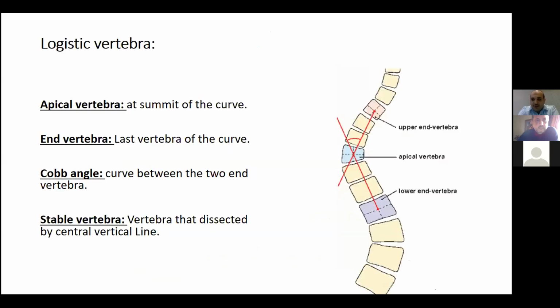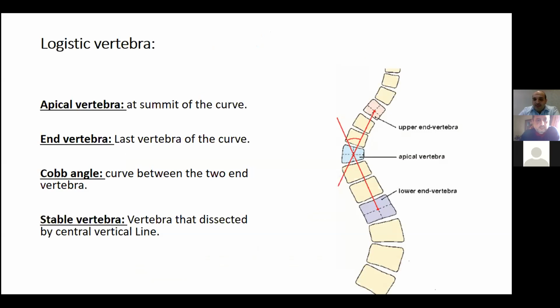Some terminology, just to make life of Dr. Firas much easier, just to mention the apical vertebra. The apical vertebra is at the apex of the curve. This is the apical vertebra. Usually this is the most rotated vertebra and the least tilted vertebra. It is on the apex.